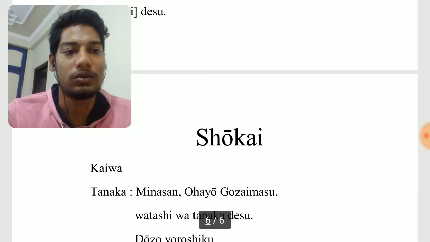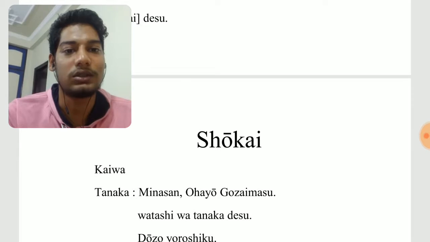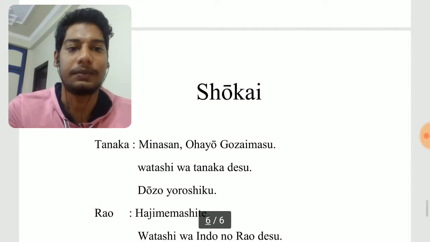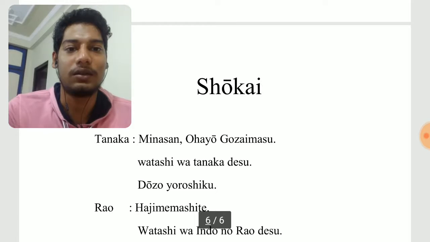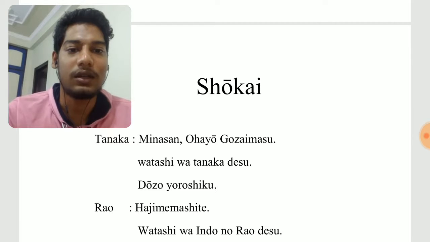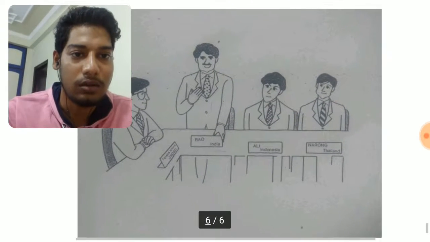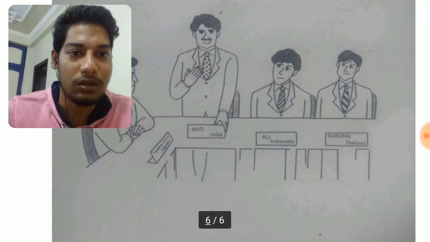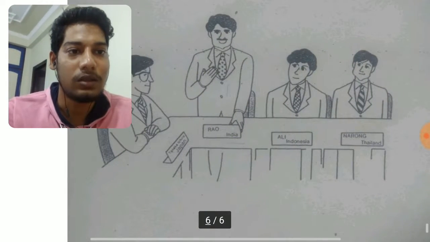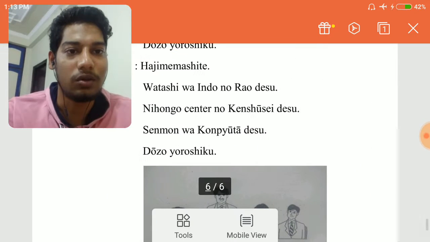Now let's see shokai. Shokai means introduction, that I have told you. Ohayou gozaimasu is good morning. Dozo yoroshiku onegaishimasu, nice meeting you. Hajime mashite, how do you do? So it's a conversation between Tanaka-san and Rao-san in a meeting. Zoom out so you can see Rao-san, Ali-san, Narong-san, and Tanaka-san. So it's a conference room where the meeting is going on.